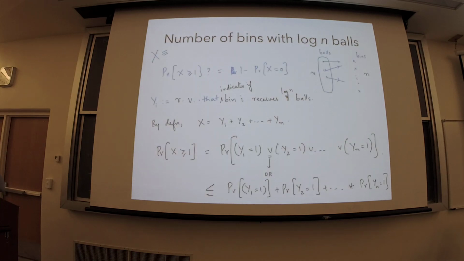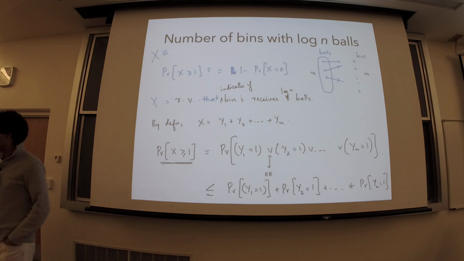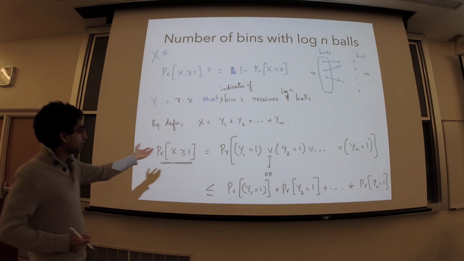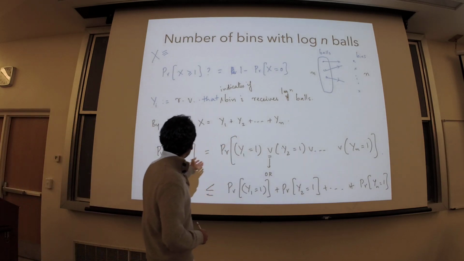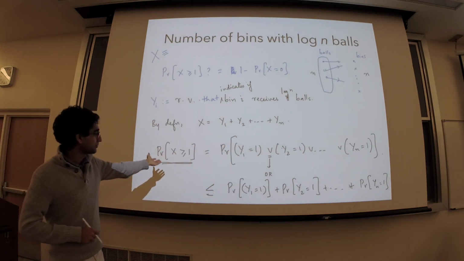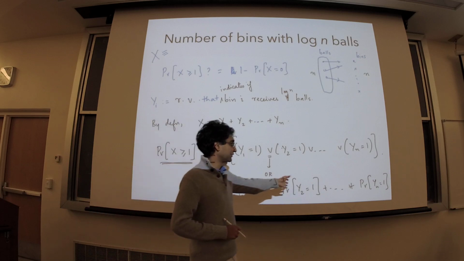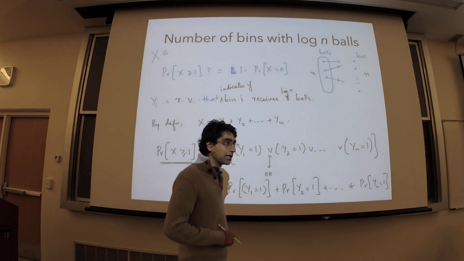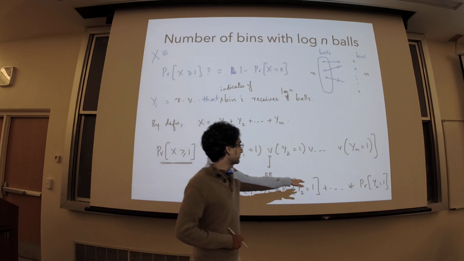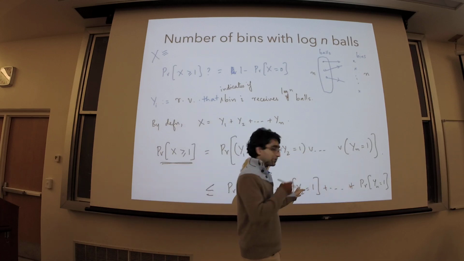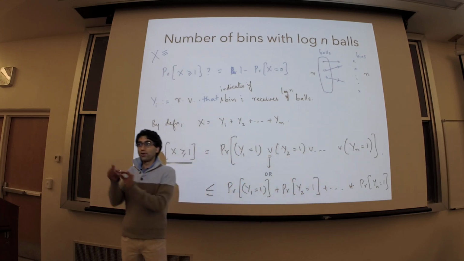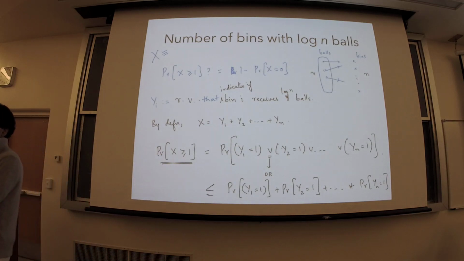All right. So now this is what we used here, right? We used the union bound in this step to say that the probability that X is more than or equal to 1 is at most the sum of all of these things. But now these are all symmetric random variables, right? Y1 is the same as Y2, is the same as Y3, and so on, because all bins are equivalent.